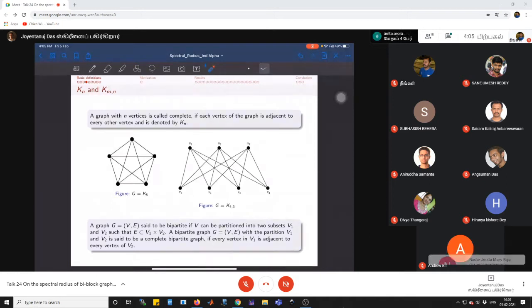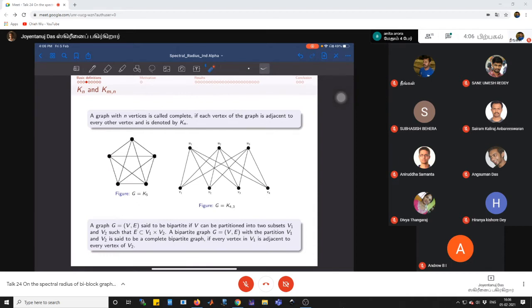Okay. So next I will define what is a complete bipartite graph. Before that, I will define what is a bipartite graph. A graph G is said to be bipartite if the vertex set of the graph G can be partitioned into two subsets, V1 and V2, such that there are only edges between those two parts. So there will be no edge within V1 or within V2.